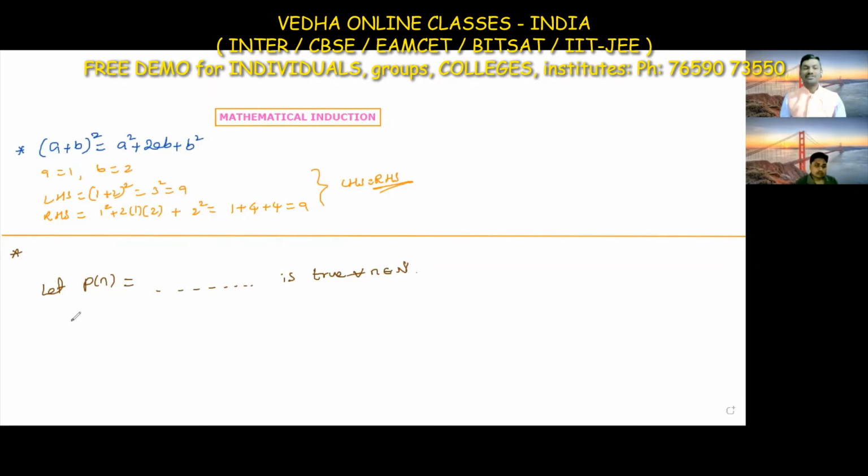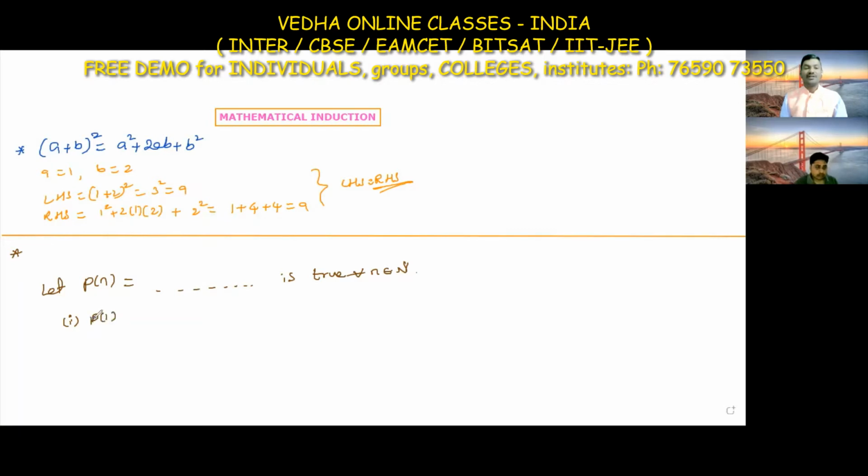After that, the next step is the first step. Is it satisfying for n equals 1 or not? We substitute n equals 1, n equals 2, n equals 3, like that. We have to substitute all the natural numbers and verify, but verifying for all the natural numbers is a little bit difficult. That's why we apply the general process.